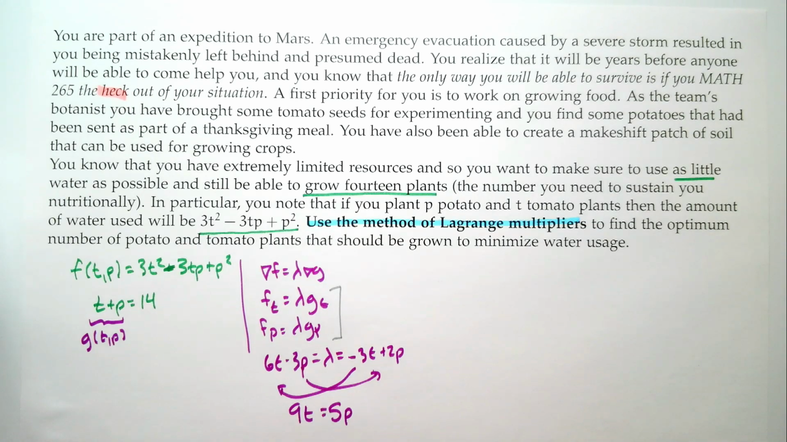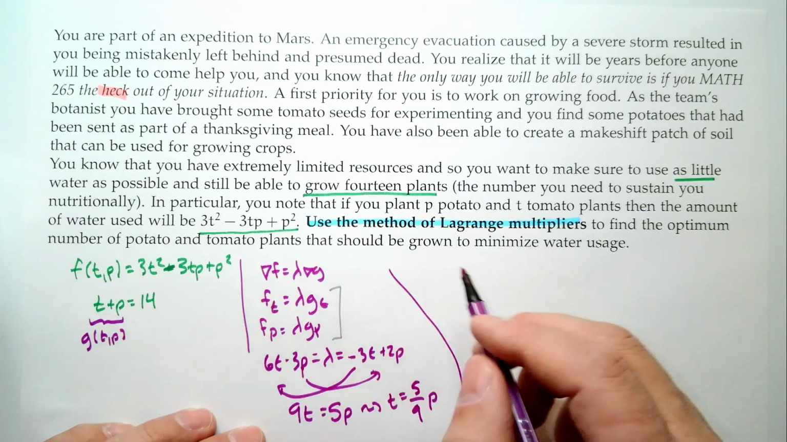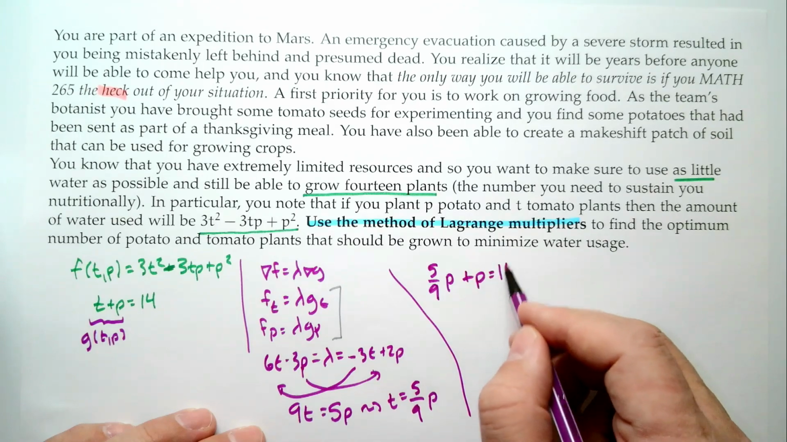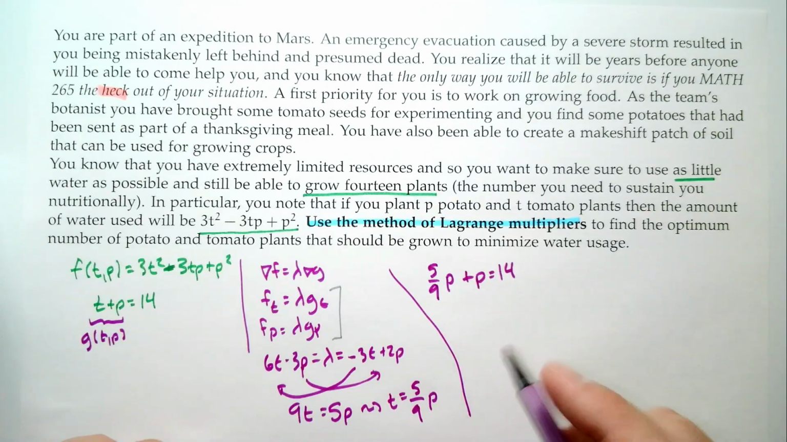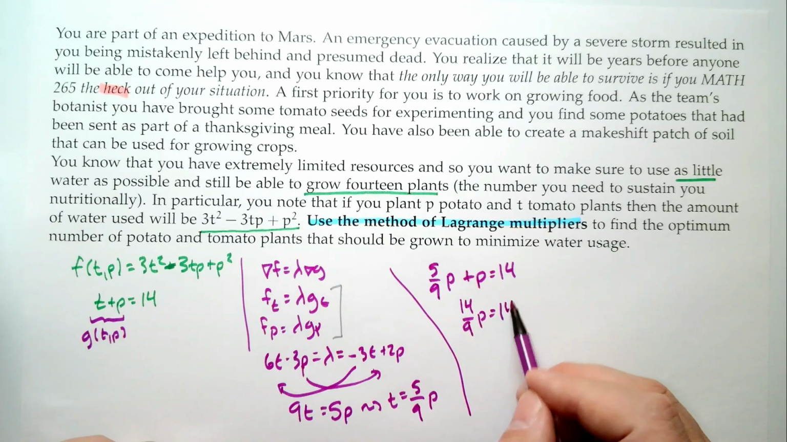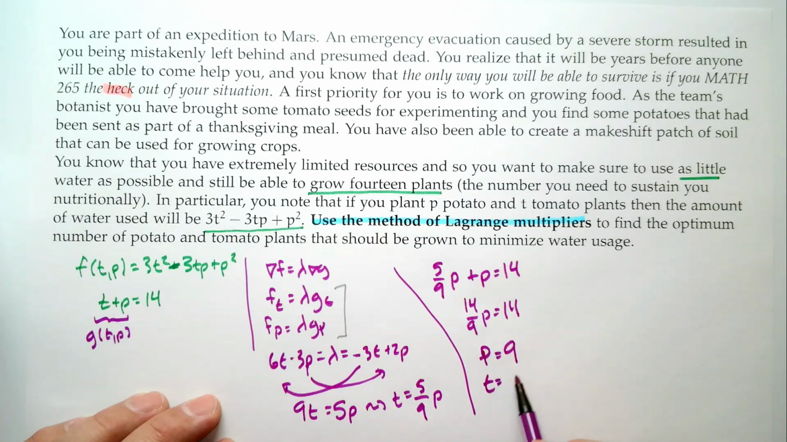Now the nice thing is, you have another relationship that you get to work with. So let's suppose we solve for t. We could say that t is 5/9 p, and you plug it back into your constraint. Remember, t plus p is 14, so 5/9 p plus p equals 14. I replace the t by 5/9 p. Well, 5/9 plus 1 makes 14/9 times p, which had better equal 14, which means that p, lo and behold, should be 9. And t, solved, is 5.